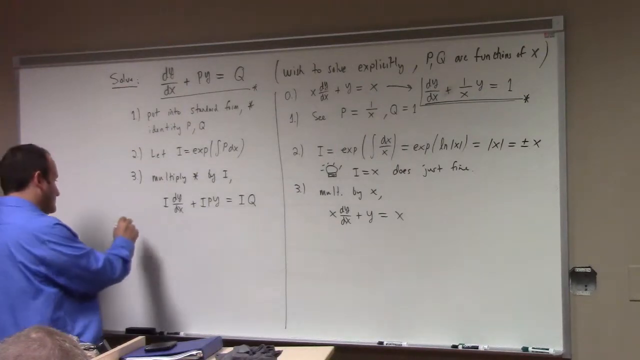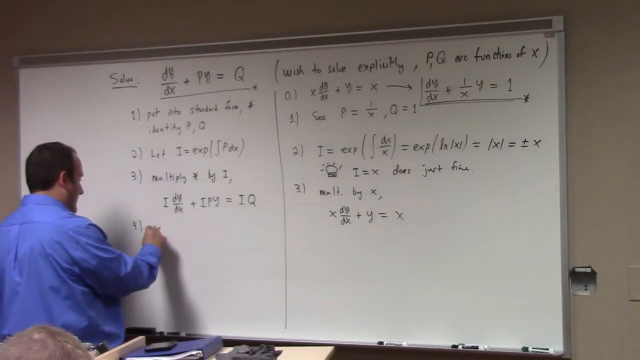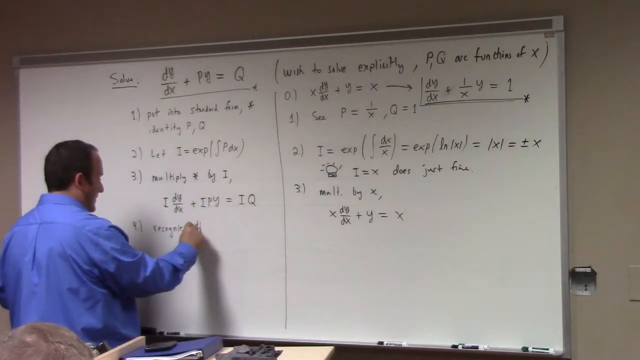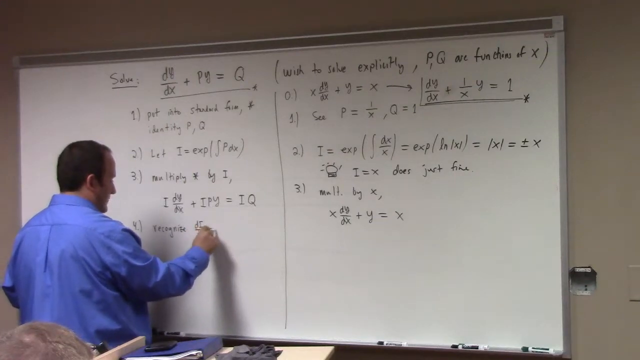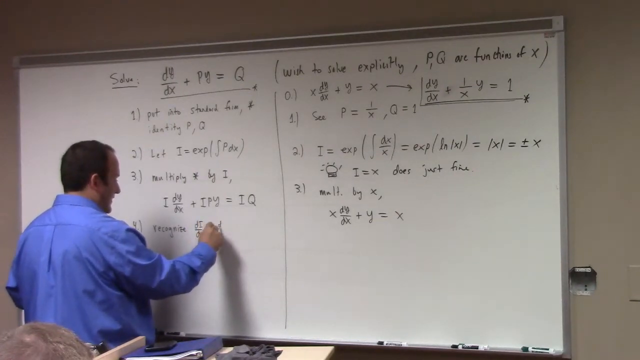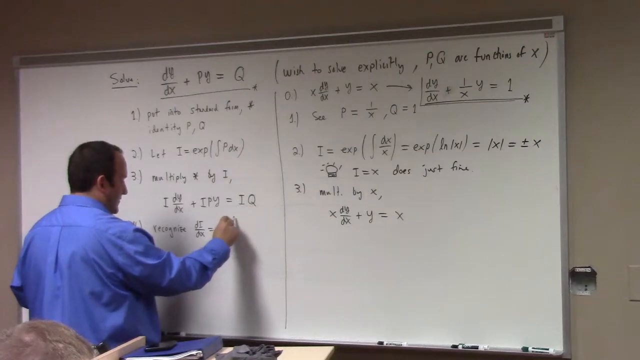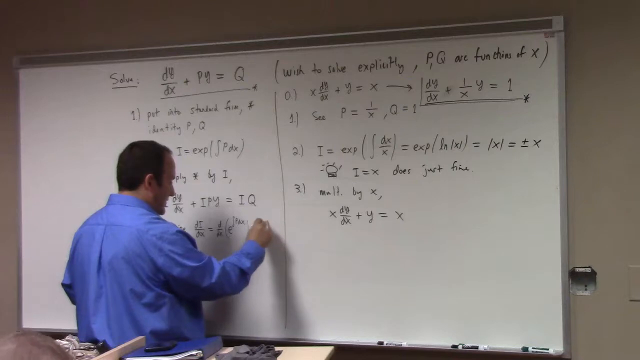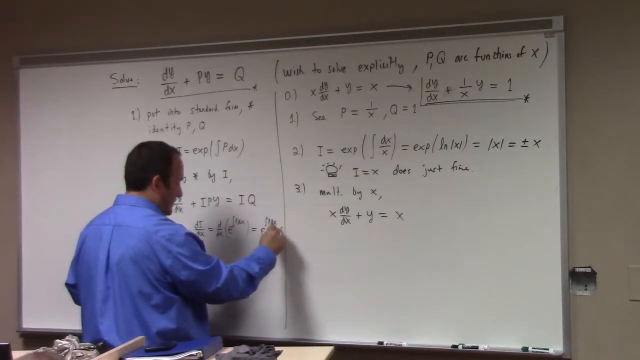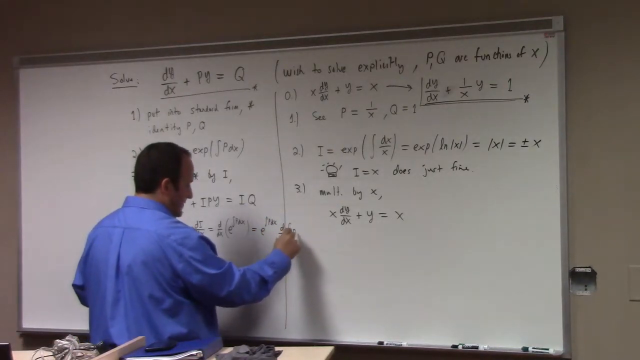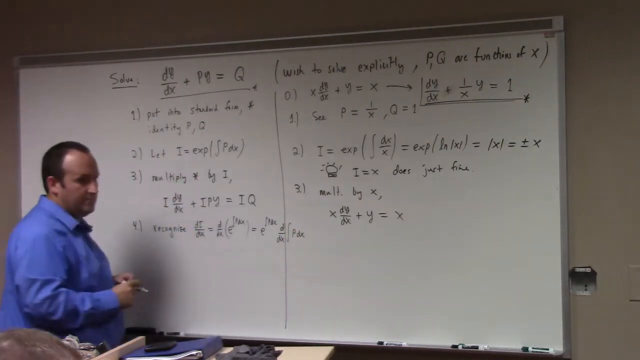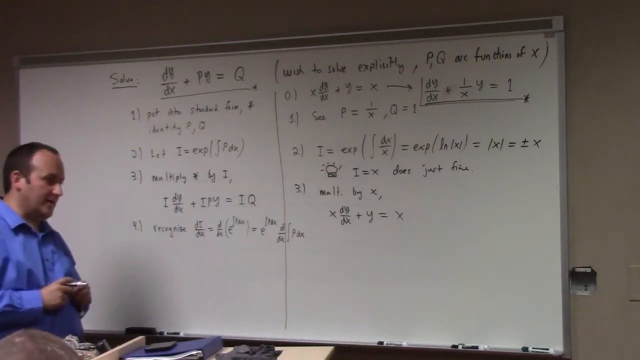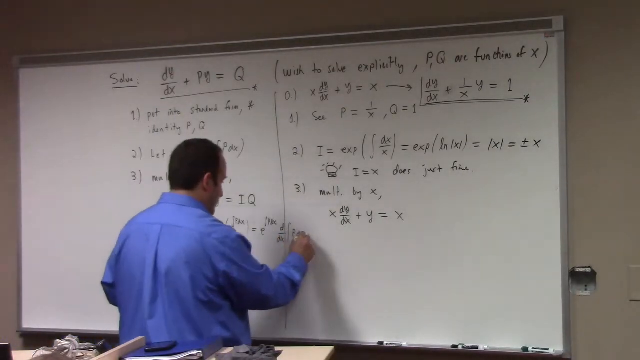Step 4 is to recognize that dI/dx is what? dI/dx is actually equal to d/dx of e to the integral of p dx. So what does that work out to? Well, that works out to e to the integral of p(x) dx times the derivative of the integral of p(x) dx. And anti-differentiation and differentiation are inverse processes, right? So that just gives me back p, and that's I. So this gives me IP.